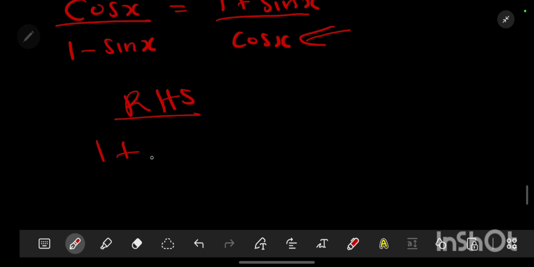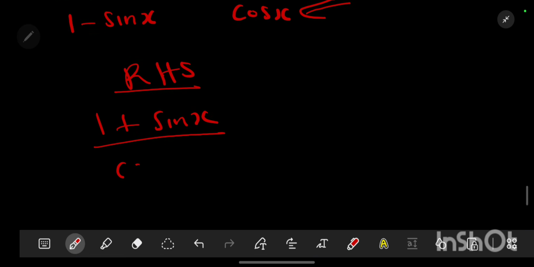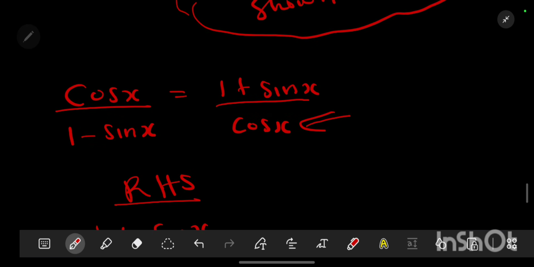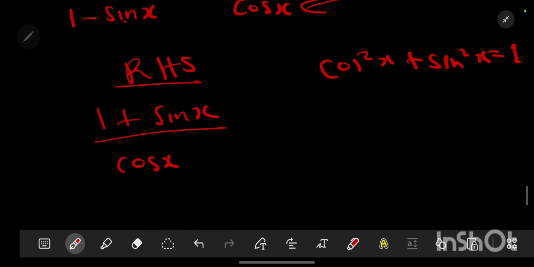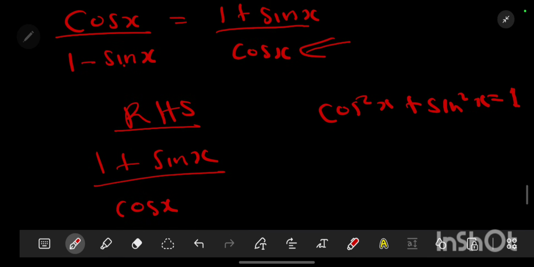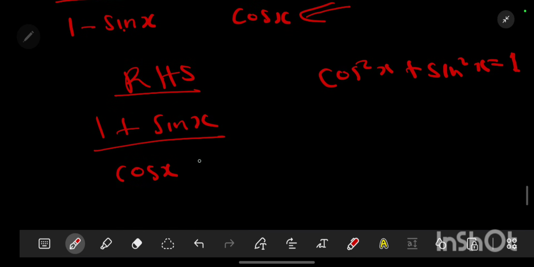So we have 1 over the sine of x, or 1 plus sine of x over the cos of x. Now in this case, the only way you can reach 1 minus sine is if you have the identity cos squared x plus sine squared x equals 1. So how do you create the cos squared? You multiply the cos on both numbers.